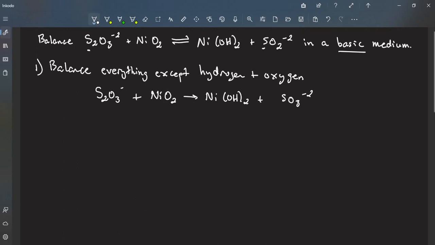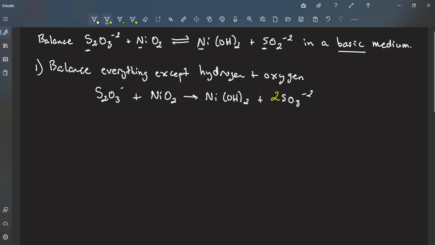and it's just we're going to balance everything that is not hydrogen or oxygen. So we're looking at sulfur and nickel. Those are the two non-oxygen, non-hydrogens, and we see that nickel is balanced on both sides, one on each, and sulfur is not. We have two sulfurs on the left, and we have one on the right. So to fix that, I'm going to put a coefficient of 2 in front of the SO3 2-.